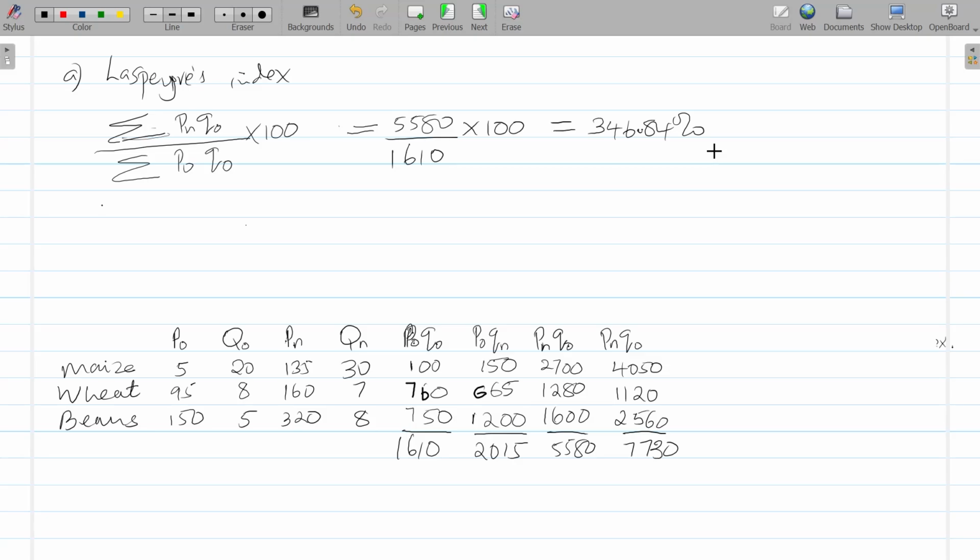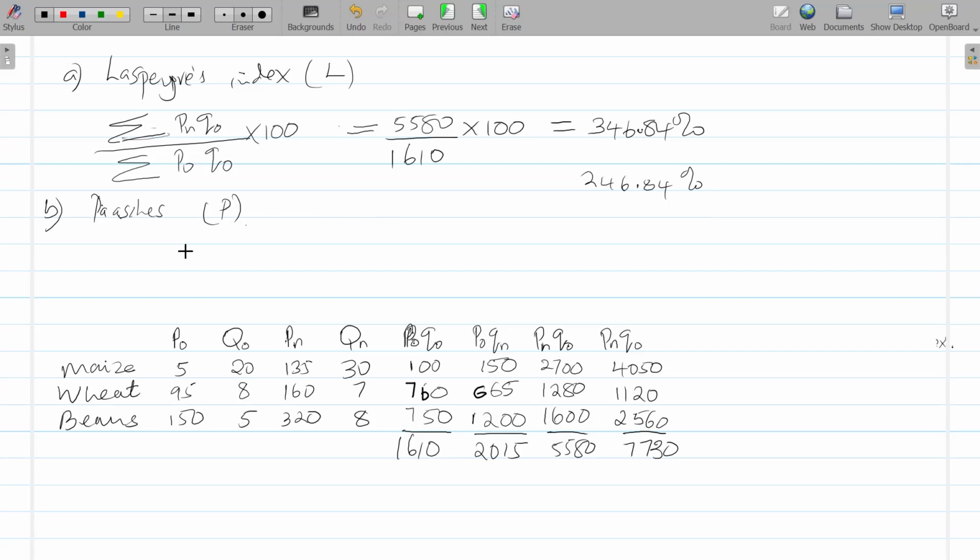So this one, when I calculated, I got 346.84%. So what does it mean? We have to give the implications. The implications is that the prices increased over the years 2000 to 2010. What was the percentage increase? 346.84 minus 100%, and we get 246.84%. That is the price increase over the years from 2000 to 2010.